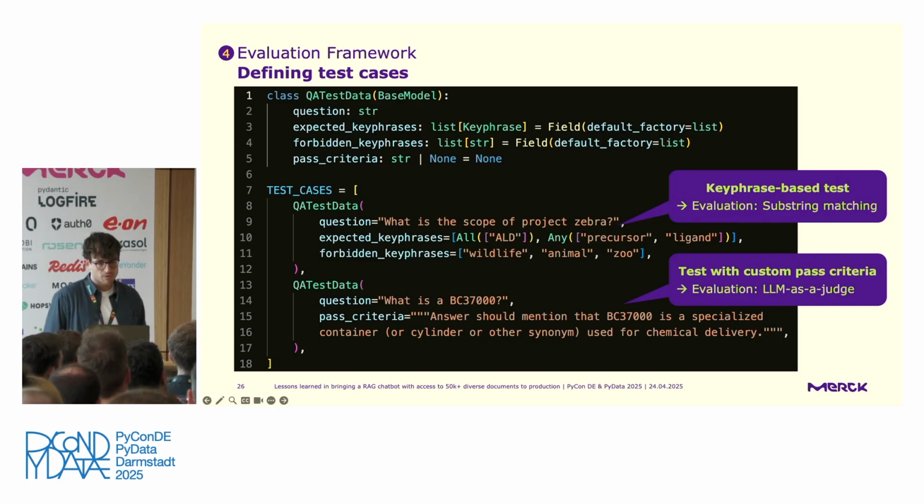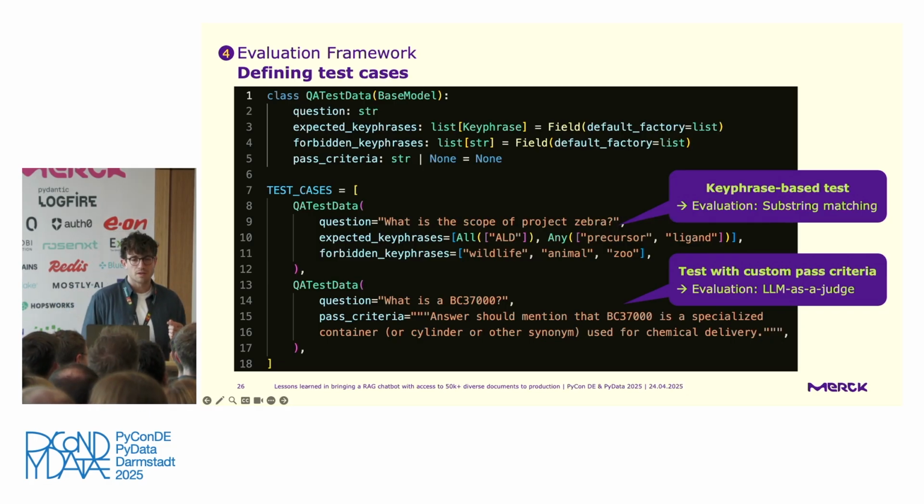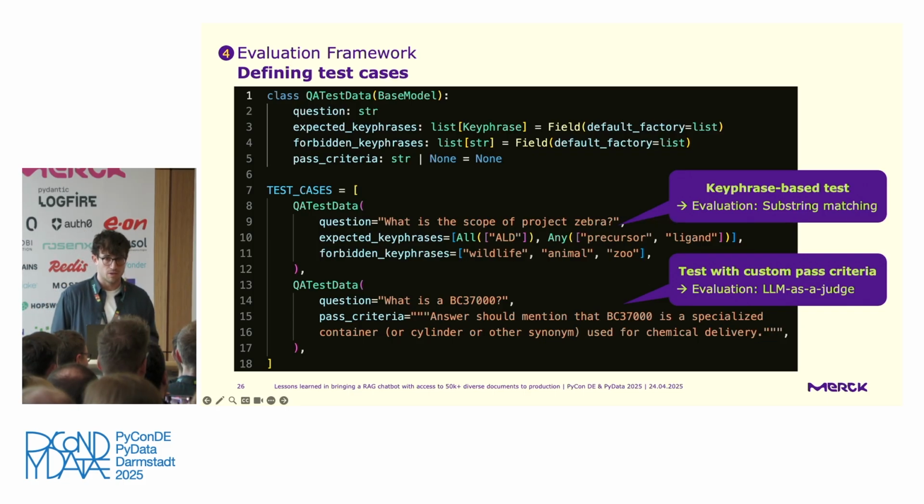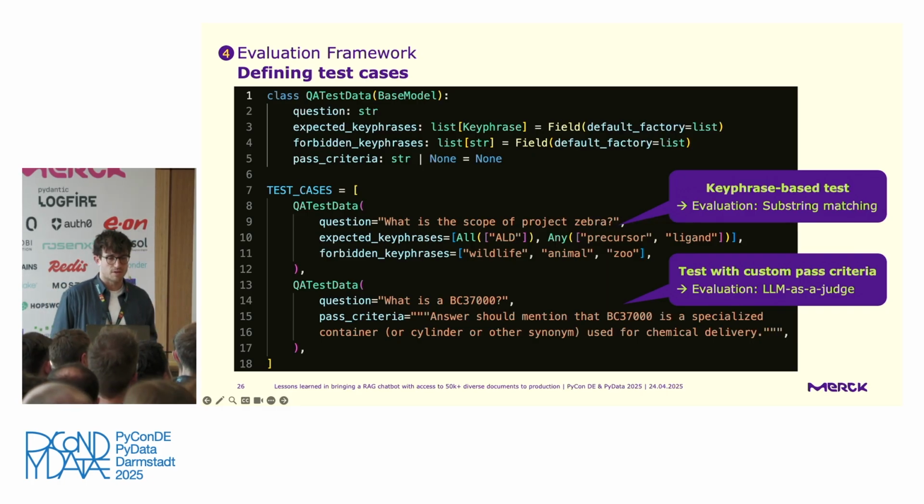For the first example, what is the scope of Project Zebra? We would define as expected key phrases that the answer should always contain the term ALD, and it should contain any of the terms precursor and ligand, but it should not contain any of the terms wildlife, animal, and zoo. We refer to such test cases as key phrase-based tests, and they're very simple to evaluate, right? We just have to get the actual answer of the chatbot and then do some substring matching to check, does it actually contain the expected key phrases and not the forbidden ones?